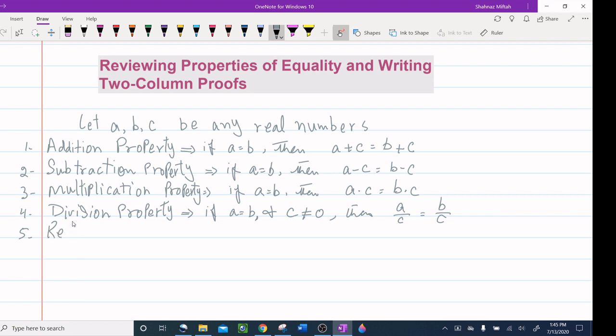Number 5, the reflexive property. This is a property that we use in geometry, so I'm going to give you a separate example for it. It's A equals A, so anything is equal to itself. Number 6, another geometry property that we use is the symmetric property.